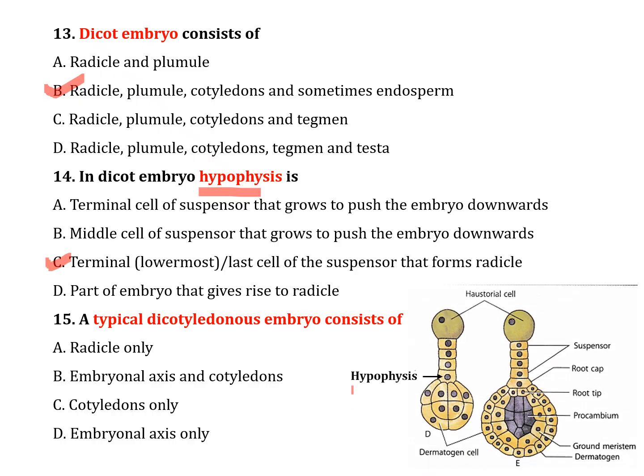This is the hypophysis which forms the root tip or radical. The next question, number 15. A typical dicotyledonous embryo consists of option A, radical only; option B, embryonal axis and cotyledon; option C, cotyledon only; option D, embryonal axis only. Correct answer is option B, embryonal axis and cotyledon.